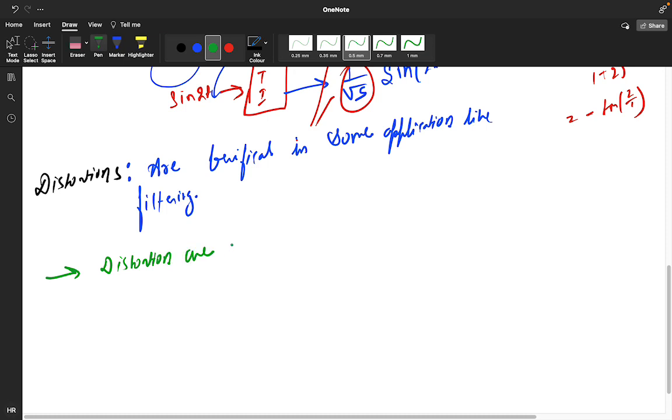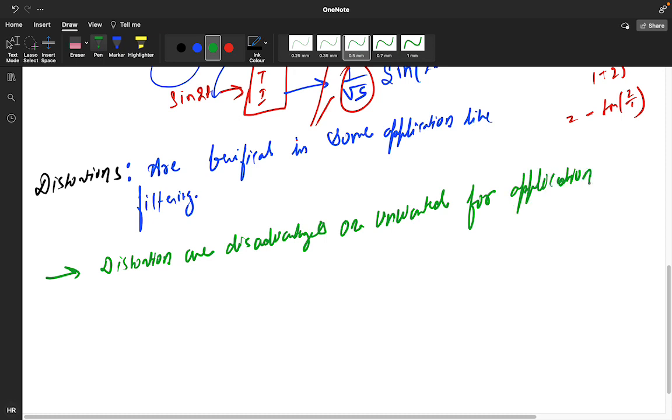Distortions are disadvantages or unwanted for applications of speech signal. Example, mobile communication.